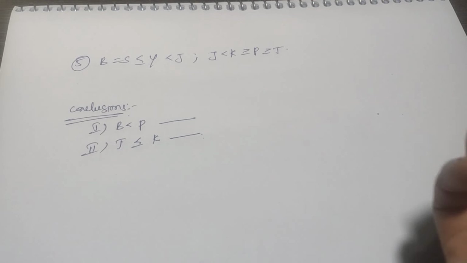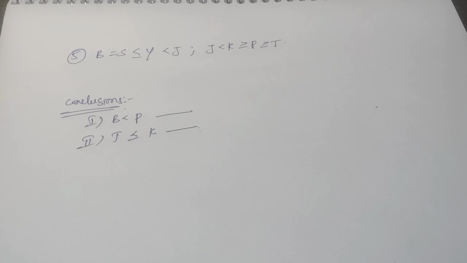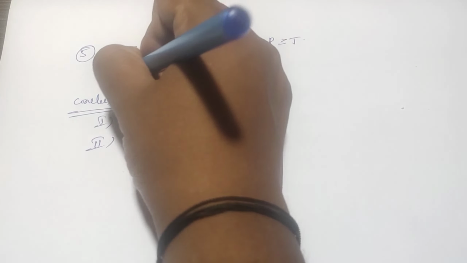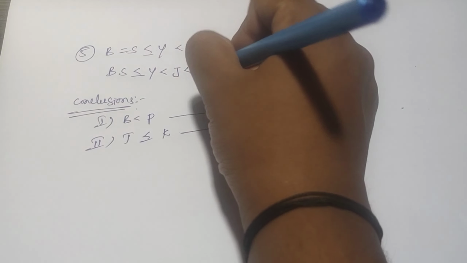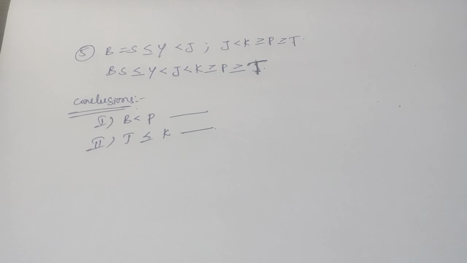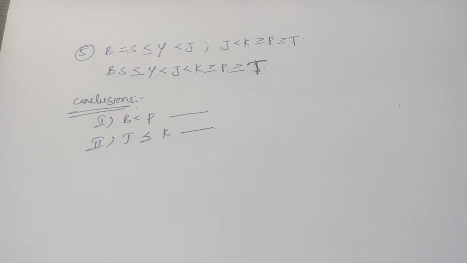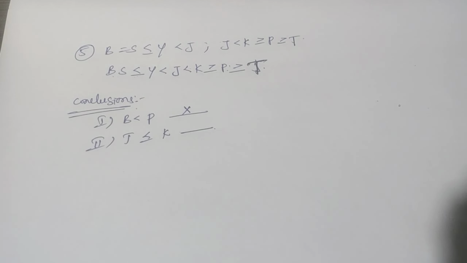Now, we have to merge these two statements into a single statement. Right? B, S is less than or equals to Y, Y less than J and J less than K, K greater than or equals to P, greater than or equals to T. Now, the conclusions are B less than P. B is here, P is here. In between B and P, what are the symbols we have to see? Less than or equals to, less than, greater than or equals to. Dissimilar symbols. So, this one is wrong.